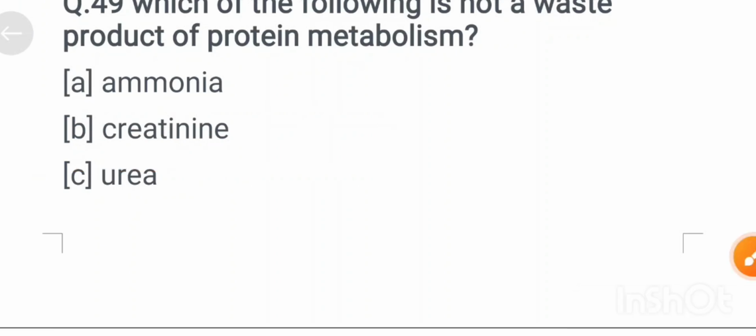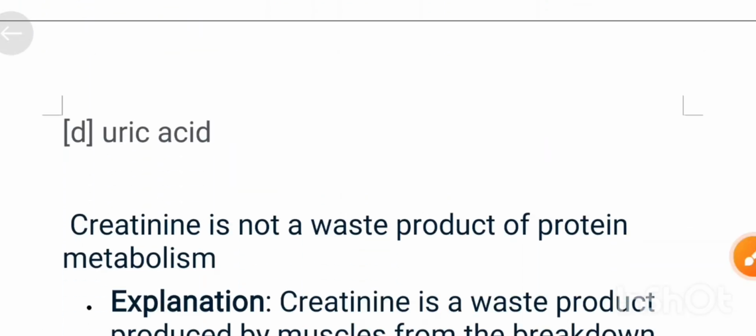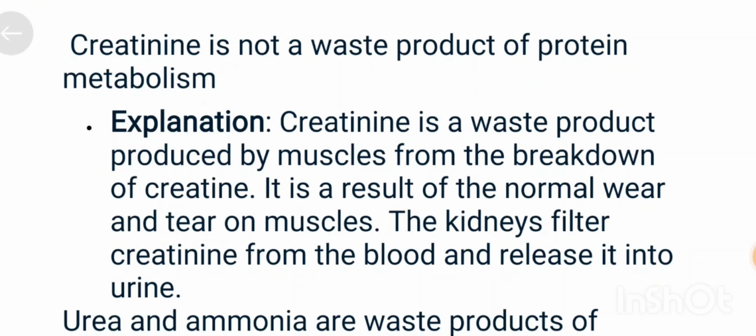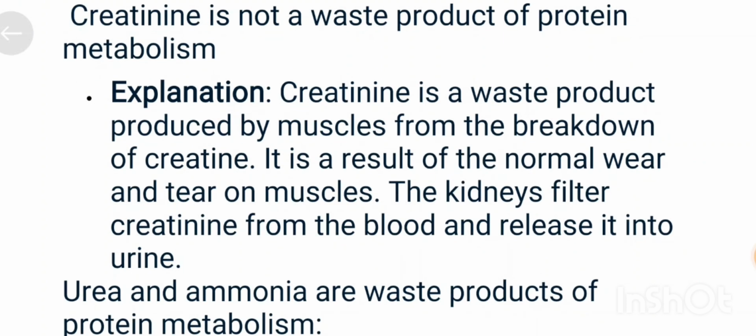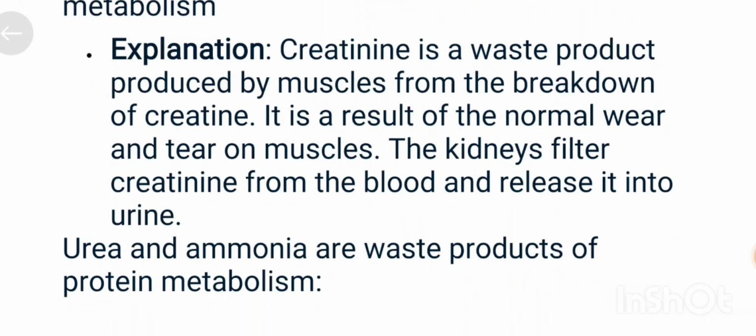Creatinine is not a waste product of protein metabolism. Creatinine is a waste product produced by the muscles from the breakdown of creatine. It results from the normal wear and tear of the muscles. The kidneys filter creatinine from the blood and release it into the urine.